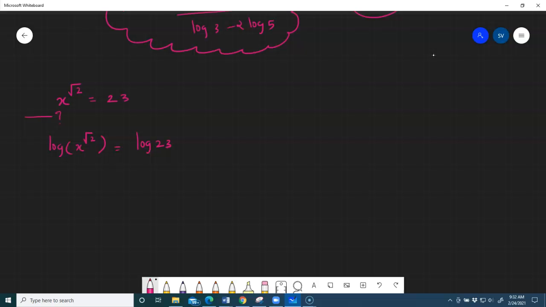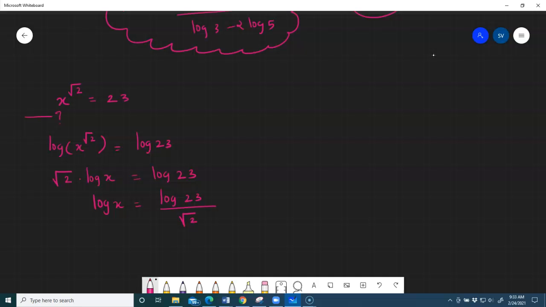So at this point you can use the power rule of logarithm. So this is square root of 2 times log x is equal to log 23. And we need to isolate x. So first isolate log x. So for that you need to eliminate root 2. So from this, log x is equal to log 23 over root 2.